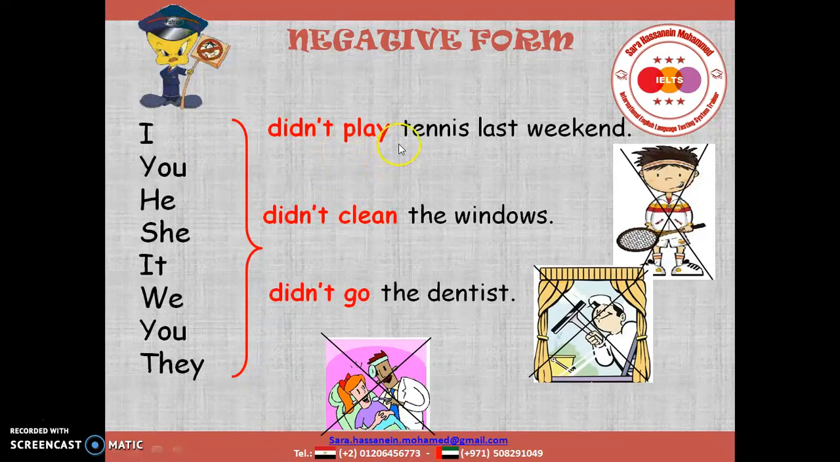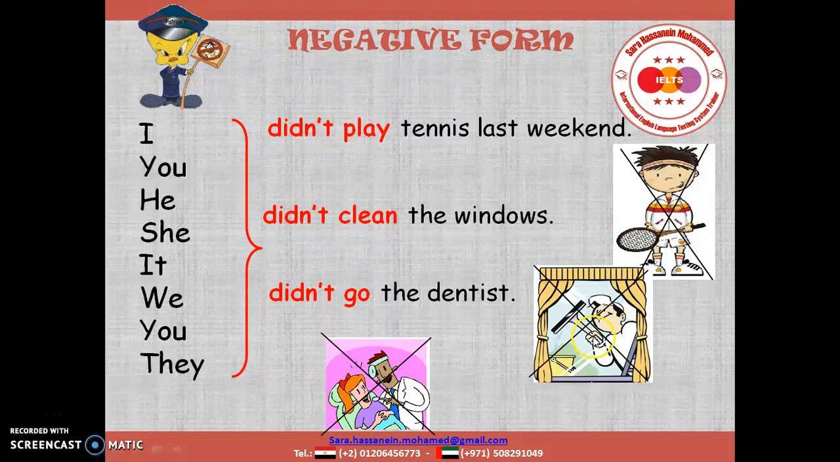Then how about the negative form with verbs which show actions? All you have to do is to put didn't, then have your verb in the basic form. Have it as if it's in the base form. Don't say I didn't played it. No, never. You have to say I didn't play. As you can see, this is the base form of the verb. No ed, no ing, no s, nothing. It's an infinitive form.